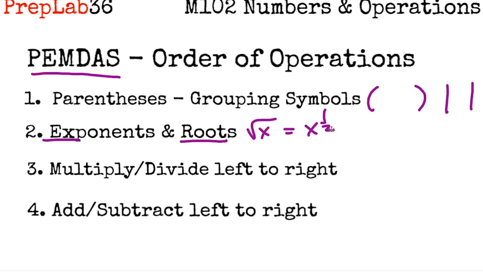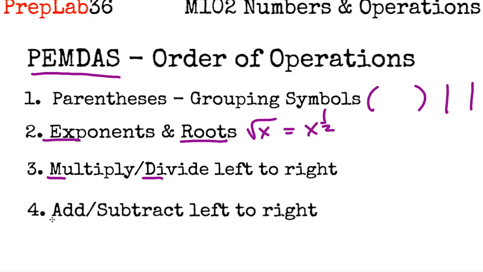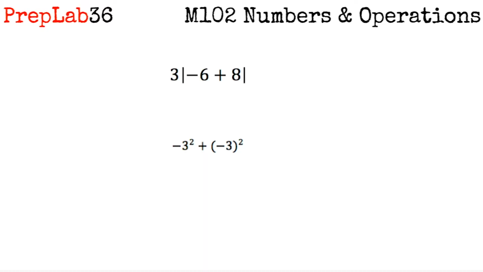After exponents and roots, the M means multiply, the D means divide. Multiplication and division are the same, so you do them from left to right. Division means multiplying by the reciprocal. Adding and subtracting is last. Subtracting is adding a negative number, so they really are the same thing, and you do them left to right. So it's parentheses, exponents, multiplication, division, addition, subtraction. That's PEMDAS. Here's a couple of problems.